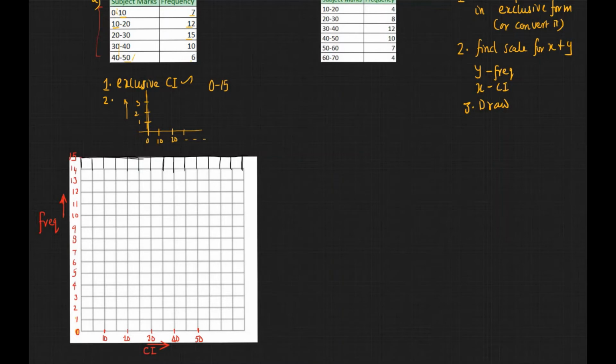Now once we do that, we can mark or draw the graphical representation. 0 to 10 is 7 units, so we can mark 7 between 0 and 10. So this is the first block that we draw. 10 to 20 is 12, so we mark our 12 and we join this.